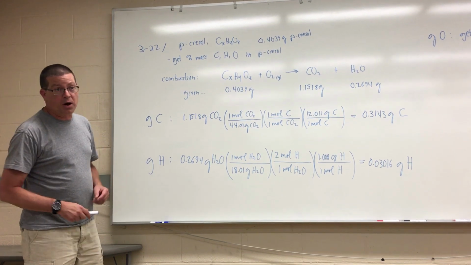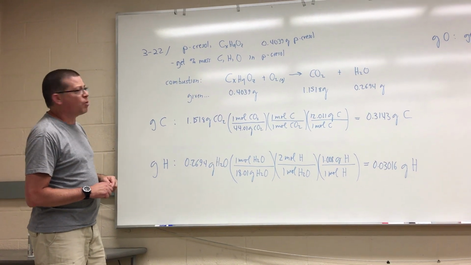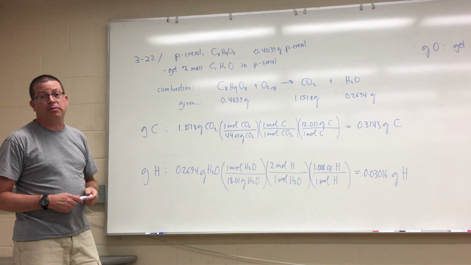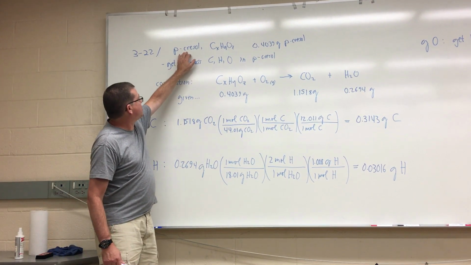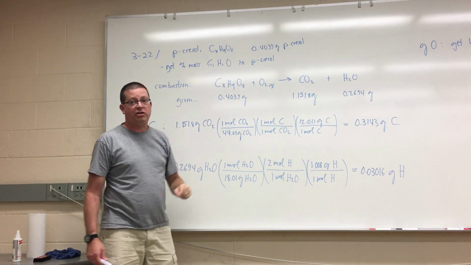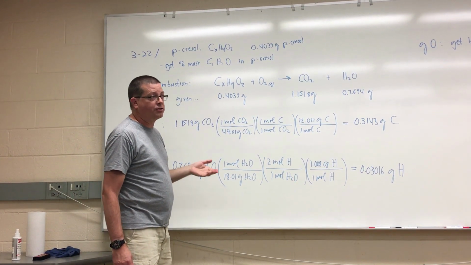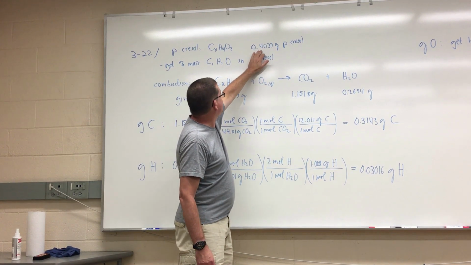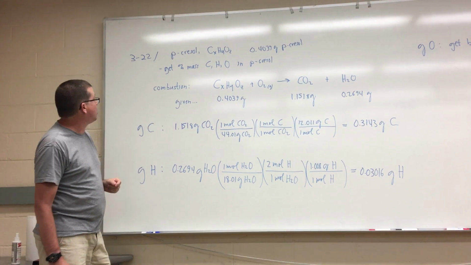So to demonstrate this problem, what we want to do is work through part of 3-22 in our example problems. So in this particular case, we have a compound paracresol, which contains carbon, hydrogen, and oxygen only. And in this particular example, we're going to combust or burn 0.4039 grams of a sample of paracresol.